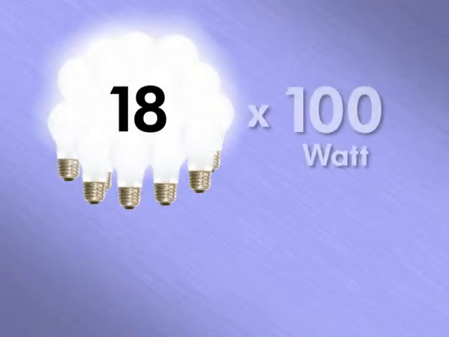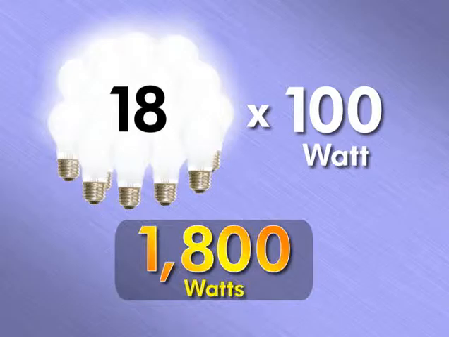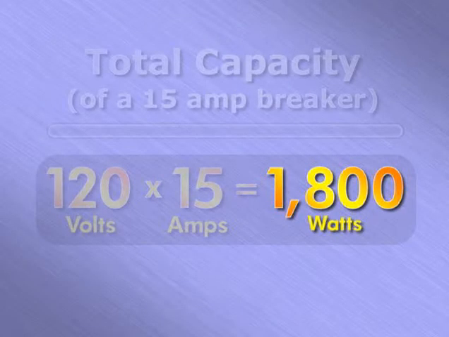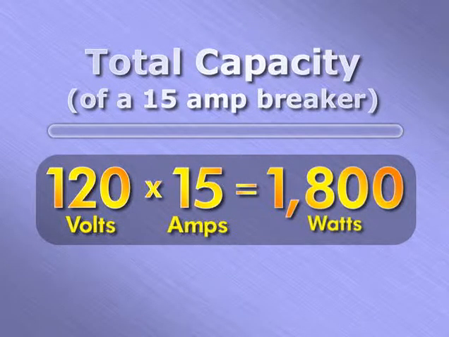For example, if 18 100-watt light bulbs were included on one circuit, it would take 1,800 watts of power to turn them all on at once. 1,800 watts of power is the total capacity of a 15-amp breaker. Always be safe and conservative when organizing your home circuits.